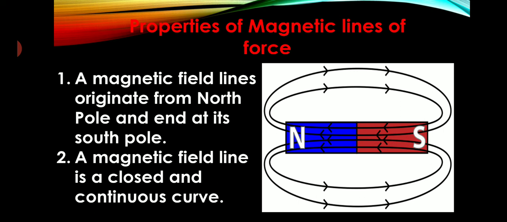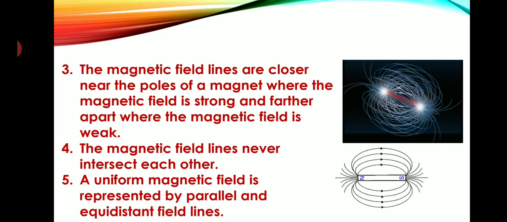Let's recall once again. This is important. First one, magnetic field lines originate from the north pole and end at the south pole. The second one, the magnetic field line is a closed and continuous curve. Then the magnetic field lines are closer near the poles of a magnet where the magnetic field is strong and farther apart where the magnetic field is weak. The magnetic field lines never intersect each other. A uniform magnetic field is represented by parallel and equidistant field lines.